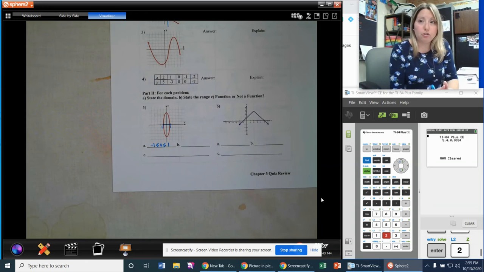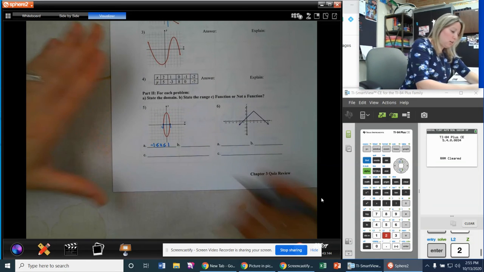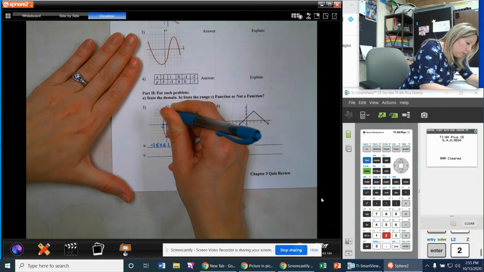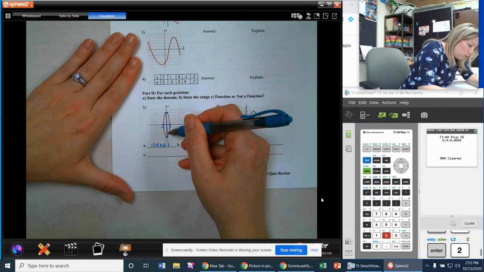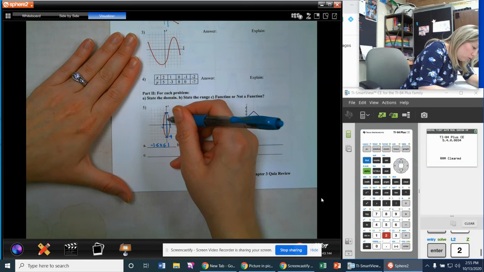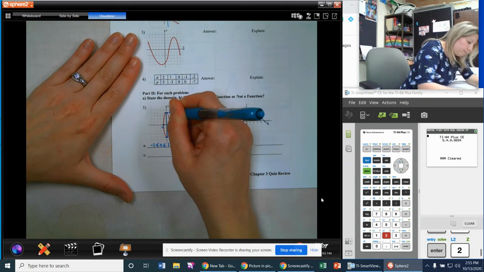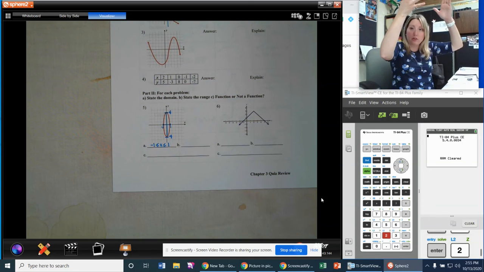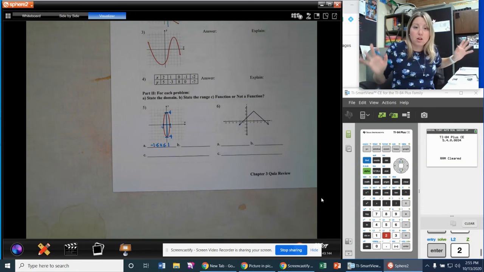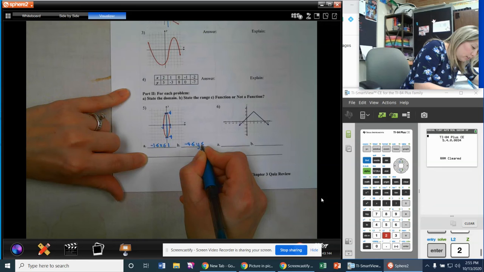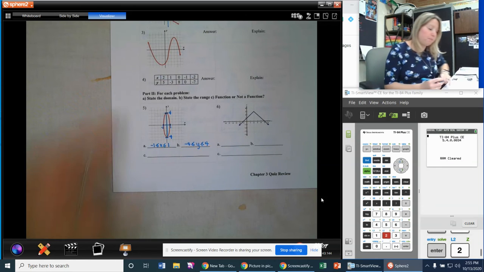The range is the Y values being used down to up. So down 1, 2, 3, 4. So this is -4 down here, all the way up to 1, 2, 3, 4 up here. Okay. Those are the Y values that are allowed to be used, nothing outside of that. So I create -4 is less than or equal to Y, which is less than or equal to +4.